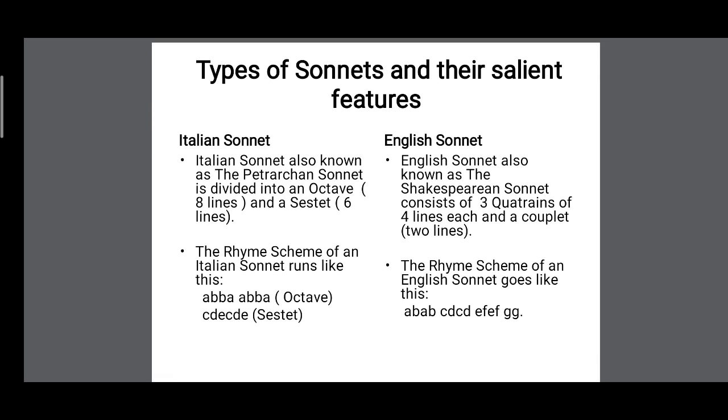Italian sonnet, it is also known as the Petrarchan sonnet because it is named after the great Italian poet Petrarch. This sonnet is divided into two parts. The first 8 lines is known as octave and the second part, the 6 lines, is known as sestet. The rhyme scheme of an Italian sonnet runs like this: A B B A, A B B A in the octave, C D E, C D E in the sestet.